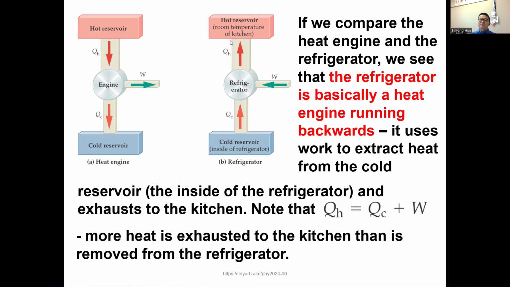So then, similarly, if we denote heat to the hot reservoir as QH again, and QC is the heat taken from the cold reservoir, then the same equation will apply. QH will be equal to QC plus W, or in the previous case, we say W equals QH minus QC, but here it'll be the same thing. But it's just the reverse process. So a refrigerator is basically a heat engine, but just running backward.